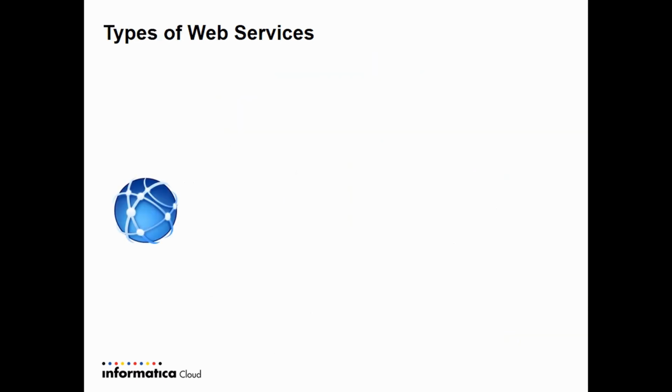Now let us discuss the different types of web services available. There are three types of web services: REST, SOAP, and XML over HTTP. Let us discuss each of these in detail. REST, which is also known as Representational State Transfer, or RESTing, or RESTful Web Service. In the REST architectural style, data and functionality are considered resources and are accessed using Uniform Resource Identifiers, or URIs, which are also commonly known as URLs.